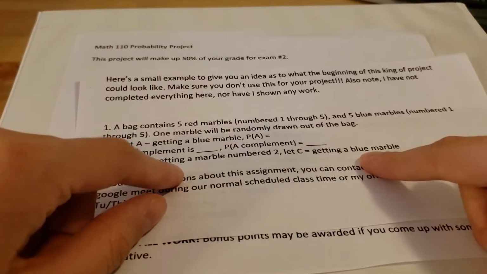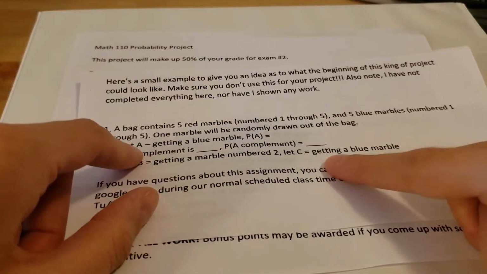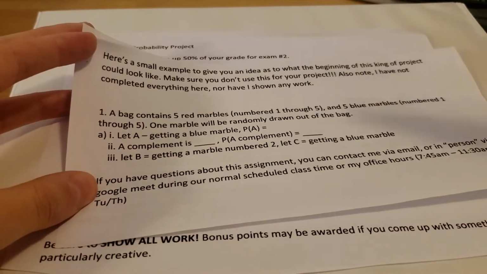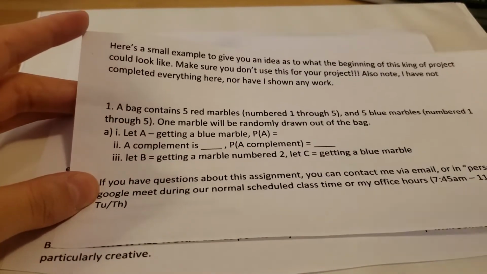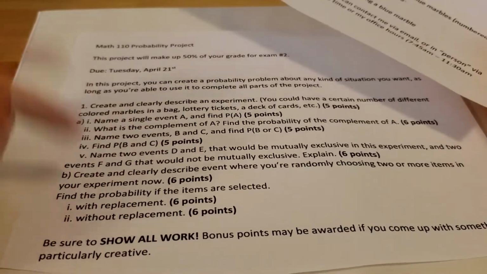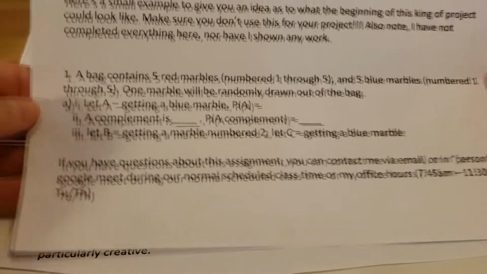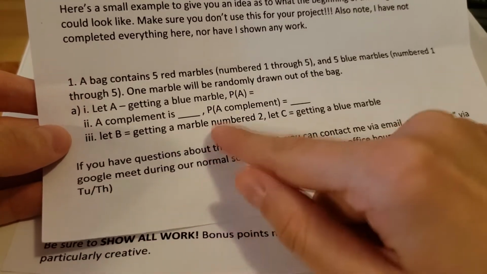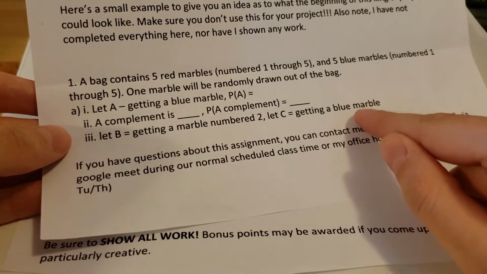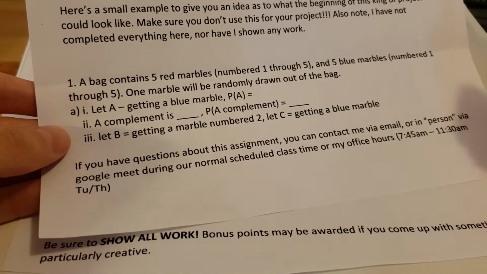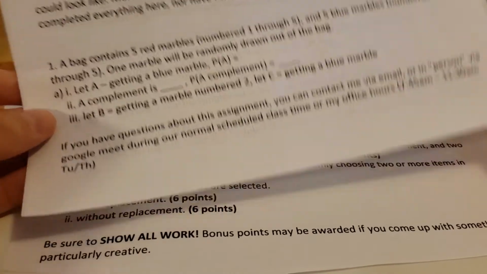And that you can also reuse things, right? So A was getting a blue marble, C is now getting a blue marble. You may be able to come up with different things for every single event we describe in here, but you don't necessarily have to. We would say, okay, well, B is getting a marble number 2, C is getting a blue marble. We would find the probability we take out 1 marble that it has a number 2 on it, or it's blue.